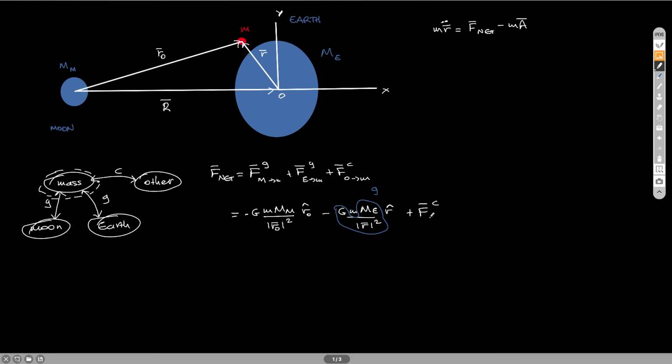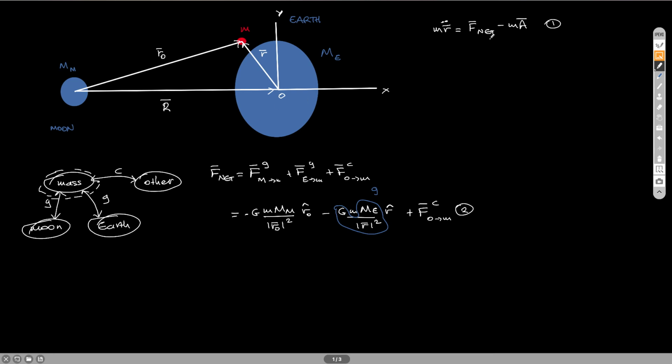Any other forces that are taking place. Now, with this, let's call this equation 1. This is my equation 2. With this, I've taken care of this term. Now I'm going to take care of the acceleration.